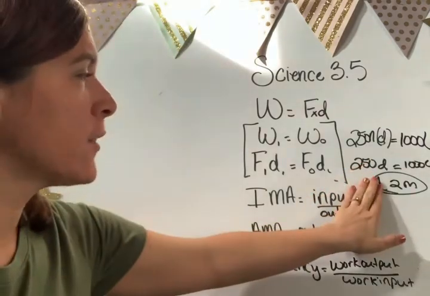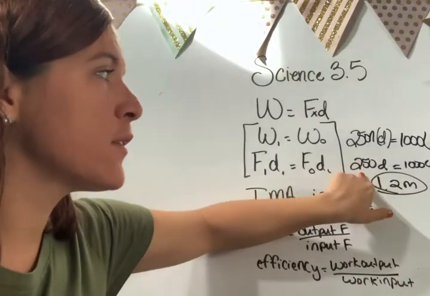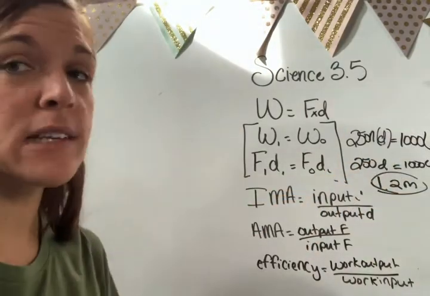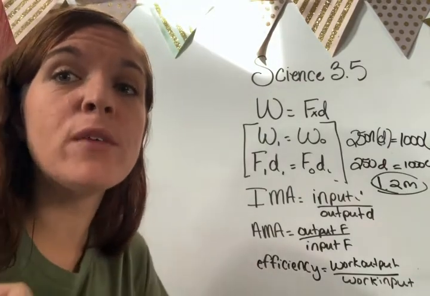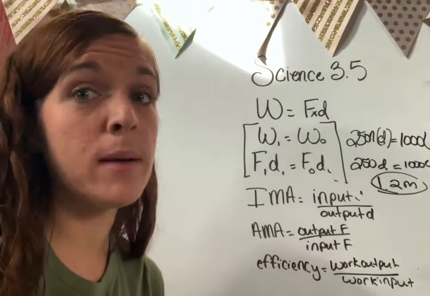Like this one right here. You only have to do 250 Newtons of force to get 1,000, right? 250 times 4 equals 1,000. So your mechanical advantage is 4. It is doing 4 times the work for you. That's the advantage of using a machine, okay?